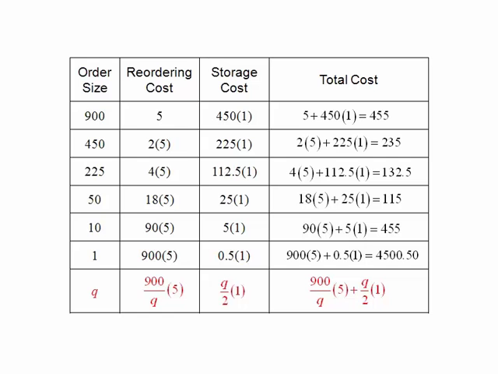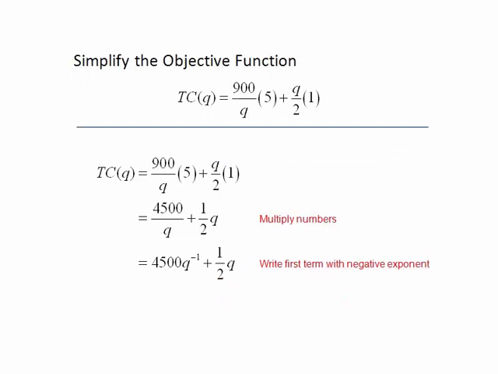For an order size of Q, the reordering cost is 900 divided by Q times 5, and the storage cost is Q divided by 2 times 1. The sum of these costs is the total cost. This can be simplified to yield the total cost function, 4,500 times Q to the negative 1 power, plus 1/2 times Q.